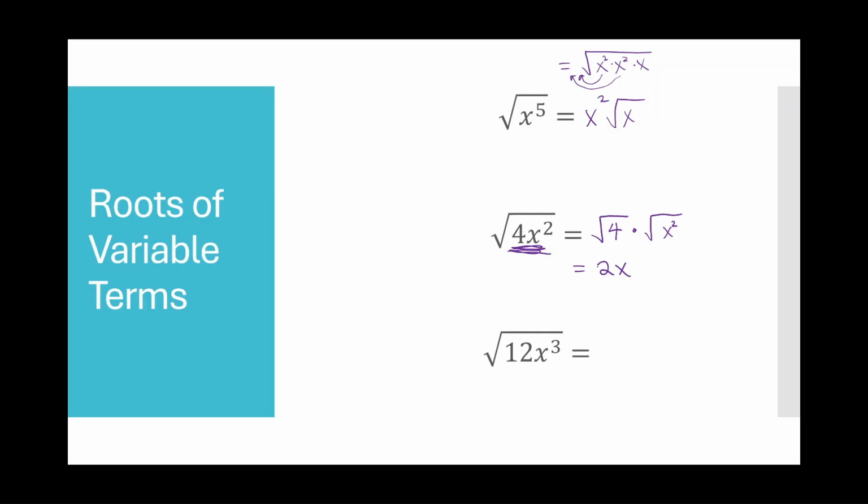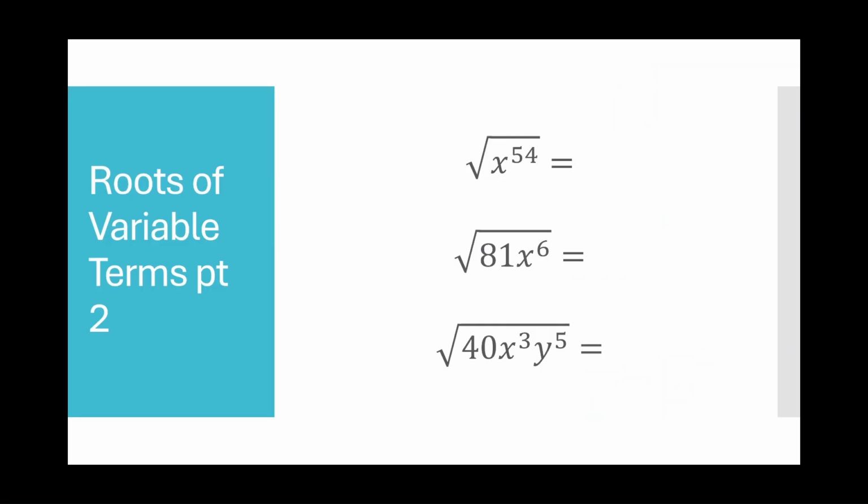How about here, square root of 12x cubed? I'm going to rewrite some of these. Let's make 12 into 4 times 3. You'll notice I picked 4 times 3 instead of 2 times 6 because 4 is a perfect square. And then x cubed, I'm going to turn that into an x squared times another x. All right, here's a perfect square. Bring the solution out. Here's a perfect square. Bring that solution out. And underneath, I still have 3x.